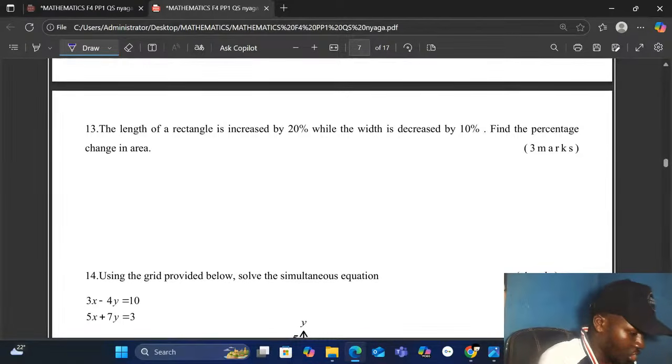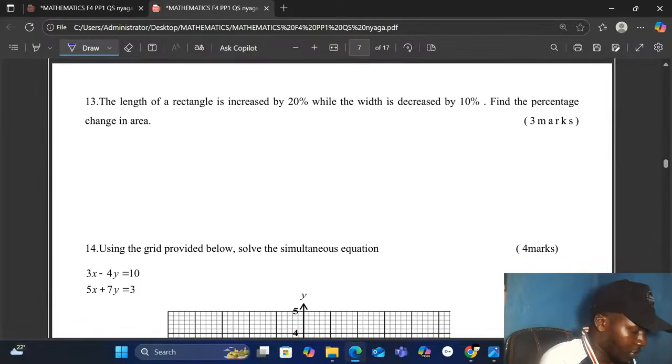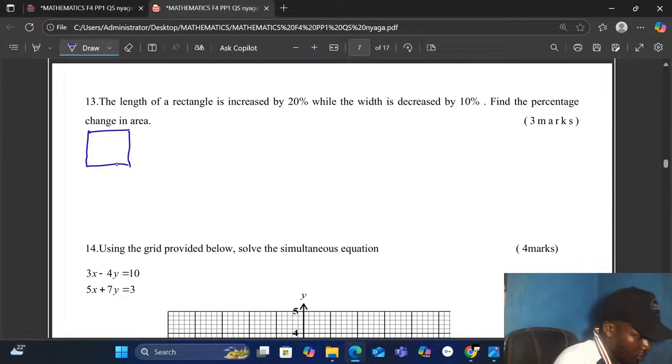Percentage change in the area. Now, we can have a sketch of a rectangle. So we have the length, we have the width. You know that area is given by length times width.